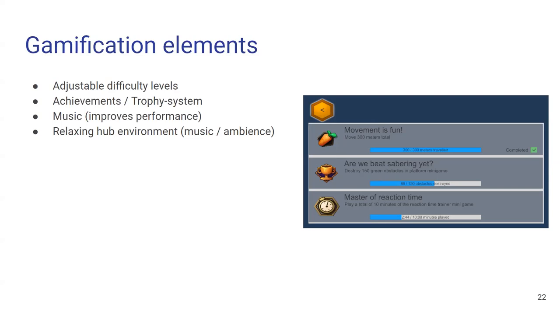And then we have the achievement system, which we have implemented, which is for at the moment just UI displaying different achievements. We also wanted to have this as physical trophies or objects in the hub that would decorate the hub the more you play or perform different things in the games.